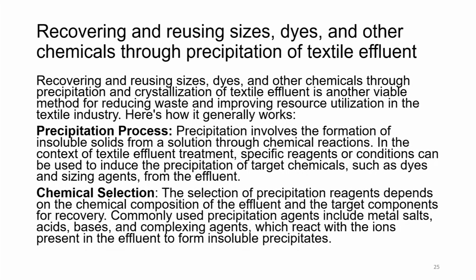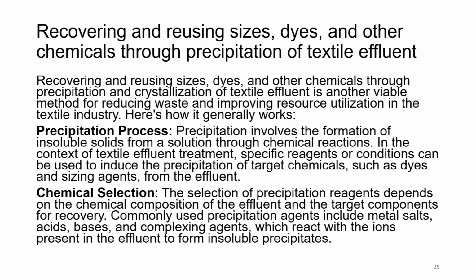Then let us look at the recovery and reusing of sizes, dyes and other chemicals through the precipitation method. Recovery and reusing of sizes using precipitation and crystallization of textile effluent is another viable method for reducing waste and improving resource utilization in the textile industry. Here is how it generally works, because we have seen that it works. But how does it benefit from the recovery and reuse point of view?